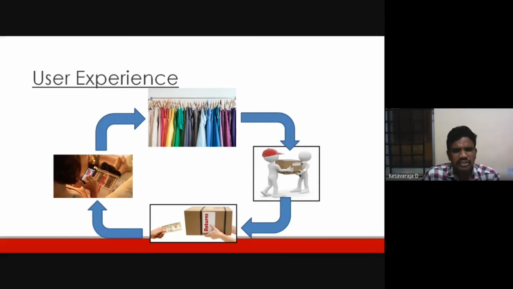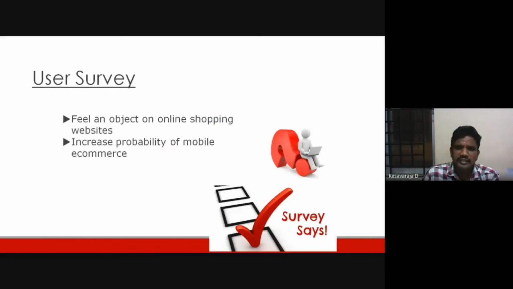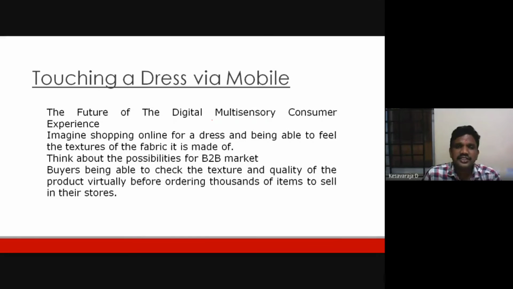So there is a research gap. What's the research gap? The research analysis is very, very needed, very, very important. The reason behind that is touch and feel.